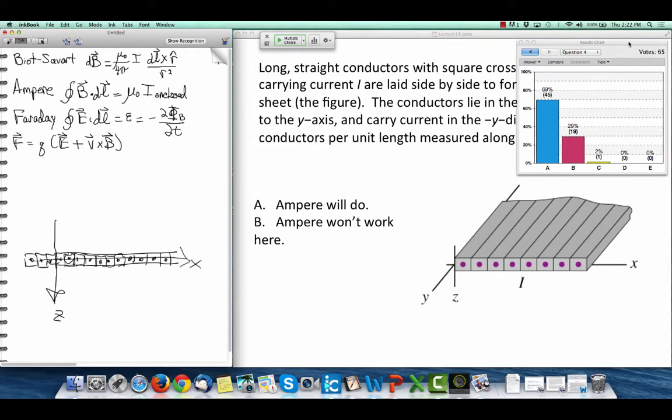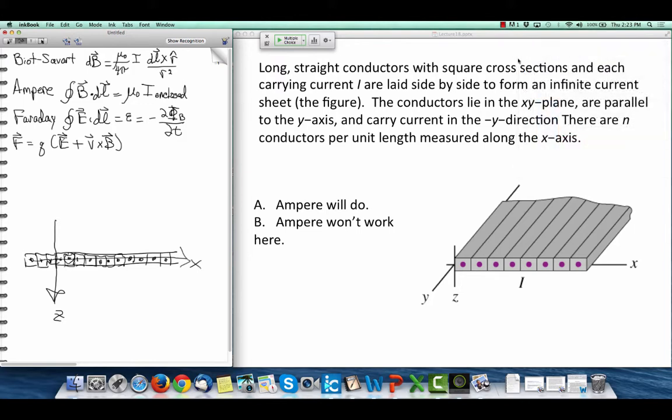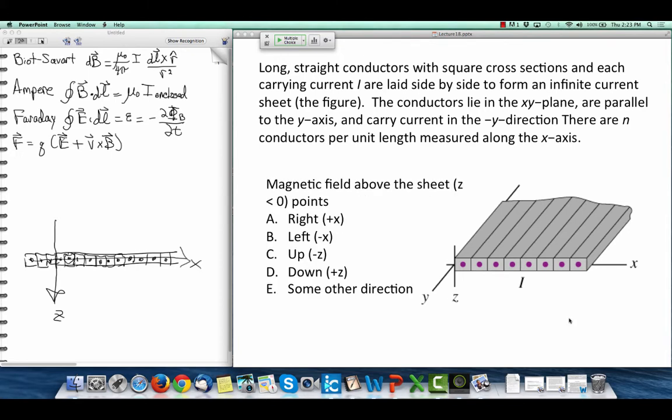So the main answer is yes, you can use Ampere's law. So my answer is yes, you can. But I think I had a question next about how you might use it.